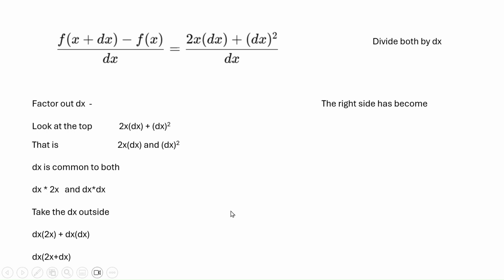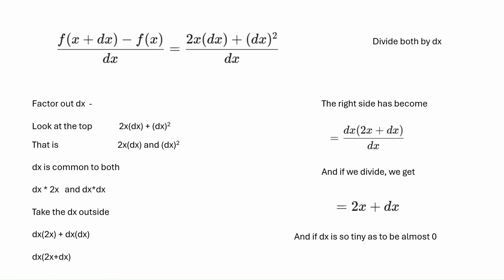So that's kind of useful because we now end up with this. You can see here, this is looking like an opportunity to start dividing things. So let's try that. We can get rid of that, can't we? Because we're timesing it by dx and then dividing it by dx. So let's just lose the dx. We end up with 2x plus dx. Cool. This is getting much simpler now, isn't it?